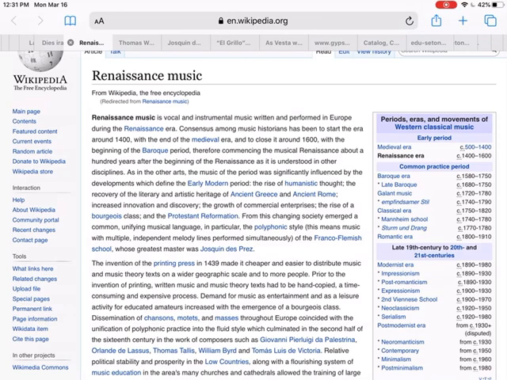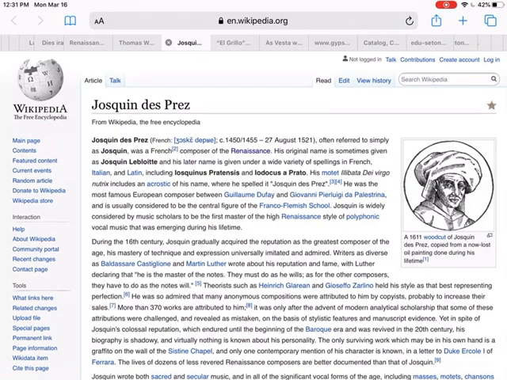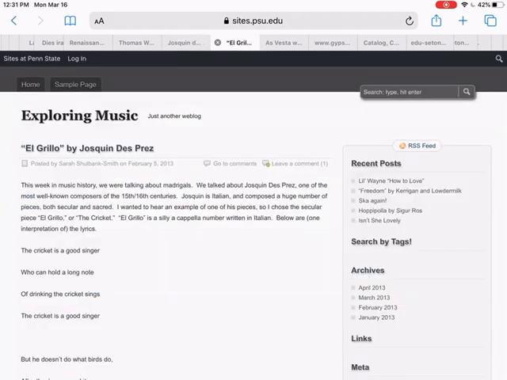So Renaissance music. Music written roughly between 1425 and 1600. Our first composer today was Josquin du Pré. His dates are roughly 1450 to 1521. He was a priest, wrote a lot of liturgical music. Wrote a lot of music for the Mass, but we listened to a secular song of his called The Cricket that demonstrated word painting. And there is the text, El Grillo, which means the cricket.